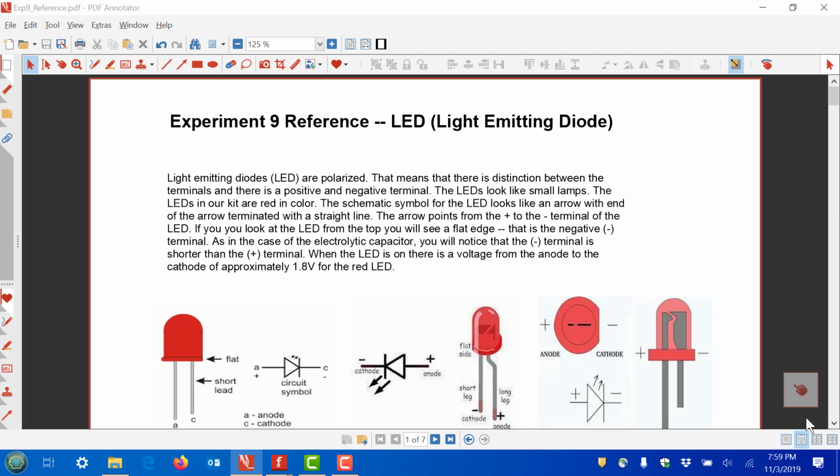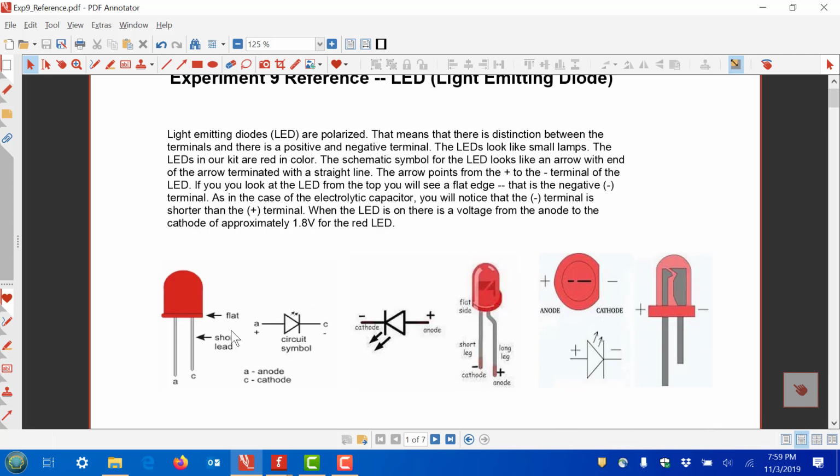So in experiment 9, you will use the LED again, the red LED, and you've already seen this in the previous experiment, so I'm not going to spend too much time on it, but you know that it has two leads on it. It's got a long lead and a short lead, and the short lead is what's called a cathode. So we have a positive side and a negative side. The positive side is referred to as the anode, and the negative side is referred to as the cathode. And there's usually a symbol, like the ones that you're seeing on the screen right now.